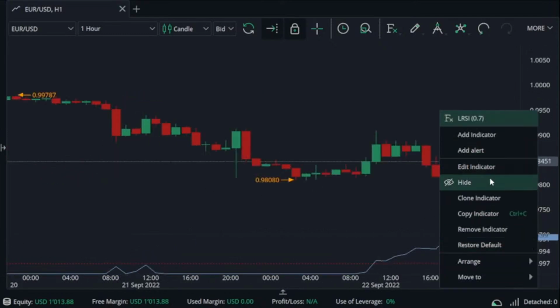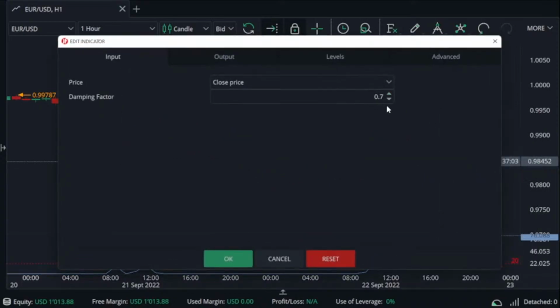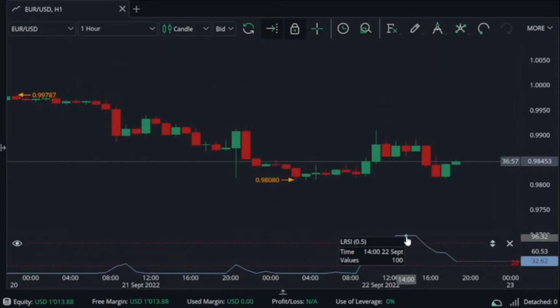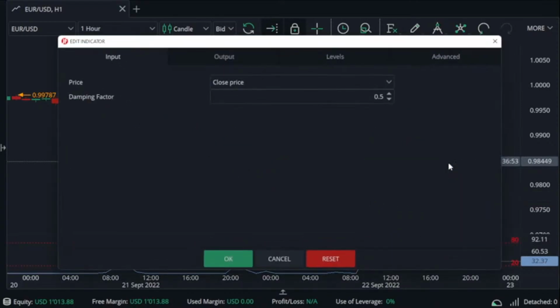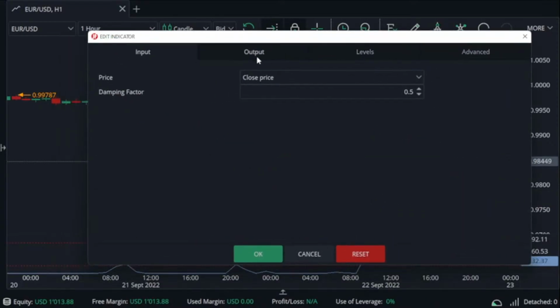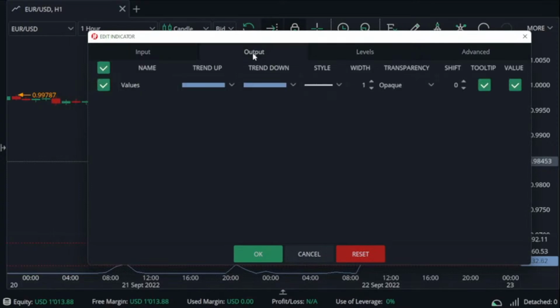So we now again come to the editing options. We go to edit indicator and set it back to 0.5. Alright, now I have restored it to its default setup. The output can be made a bit colorful, or if you simply like the way it is, you can keep it that way.